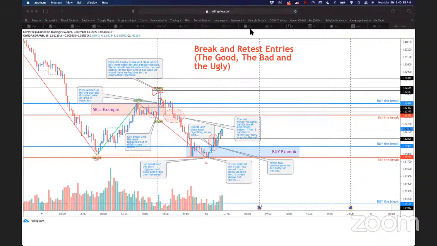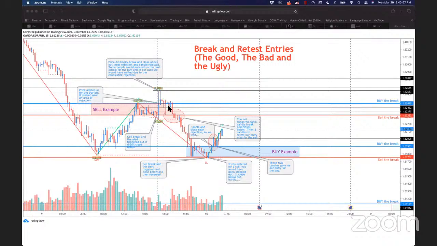So those are signs that you probably don't want to take that trade. Is it a good trade? If you get in, get out at the first target, yes. So that's an example of an ugly trade, but it did work, right?